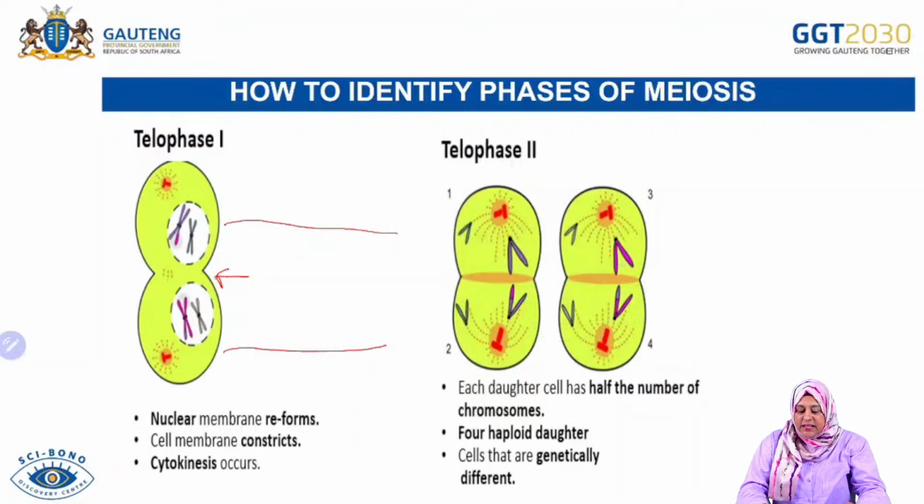note is that each of these cells are different because the chromosomes have exchanged genetic material, so each of these chromosomes are now different. So we have 4 non-identical cells or genetically different cells.